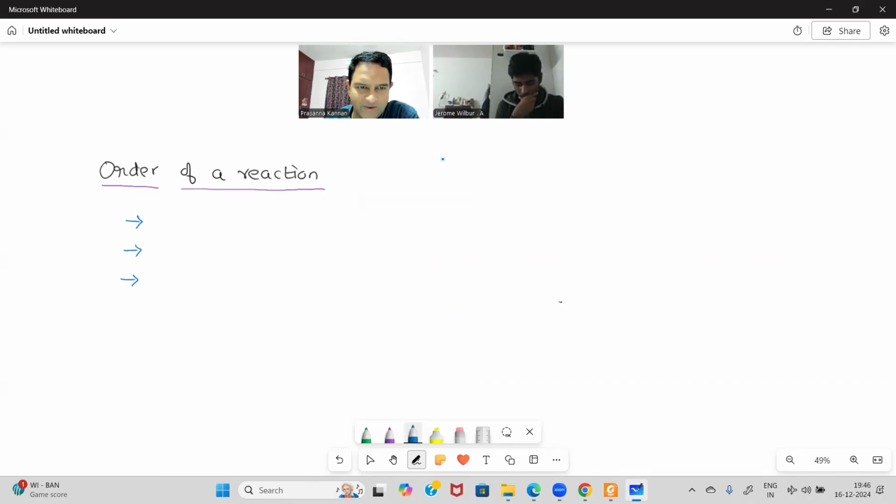Not necessarily, okay. Suppose there are two reactants, but still the order can be one, right? And yes, it can be a fraction, like half also. Okay, good. So order of a reaction, the first thing that you need to know is that it's an experimentally determined quantity.